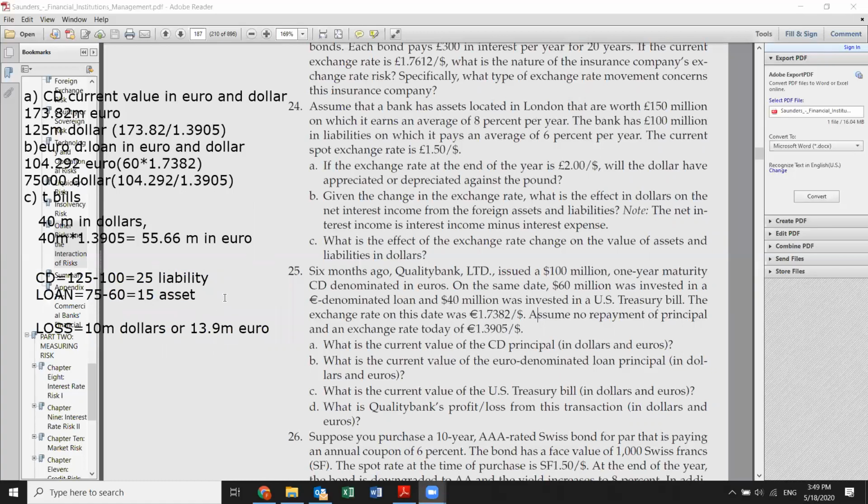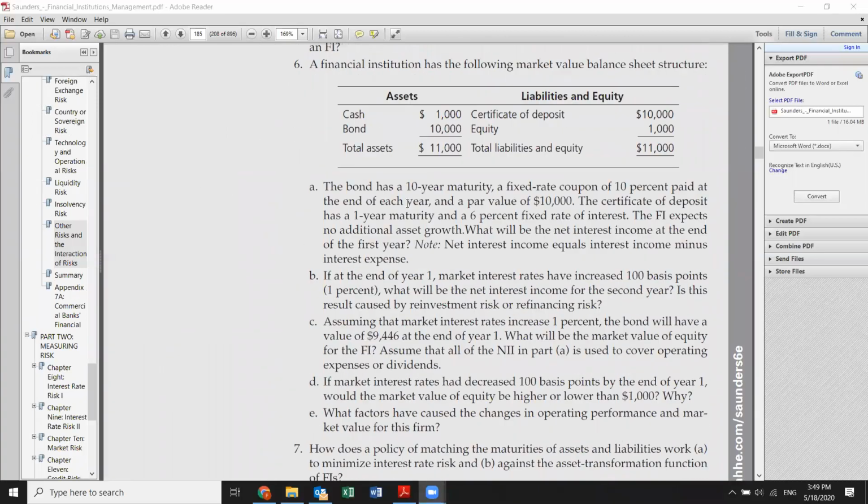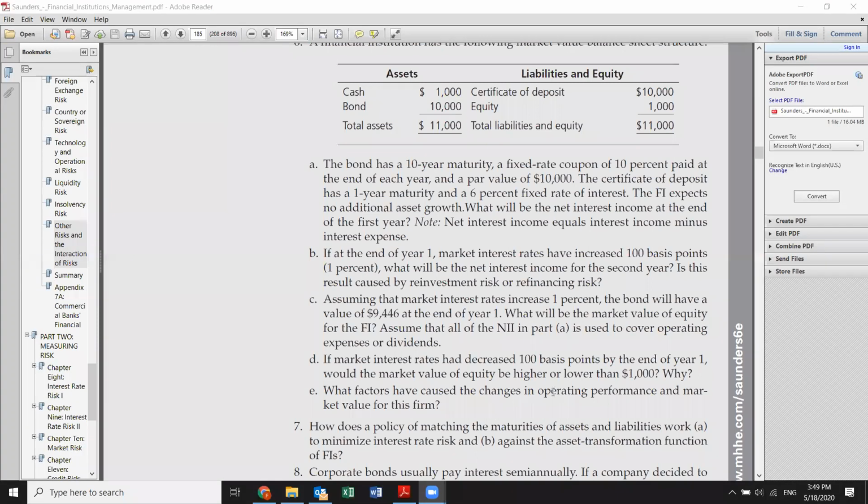Sorry, I have a question. Yes, please. In problem 6.E, what factors have caused the changes in operating performance and market value? What was the answer? I didn't hear it. The operating performance has been impacted by changes in market interest rates, which have caused changes in the market value as well.